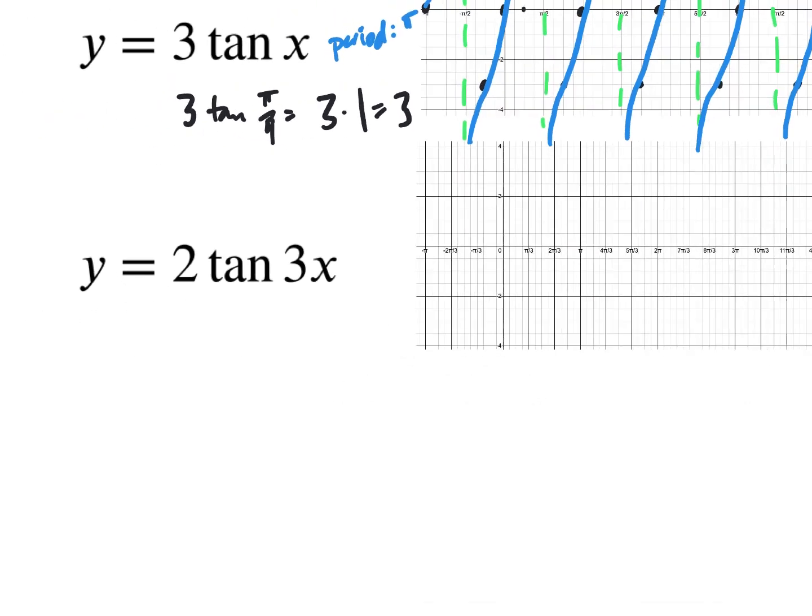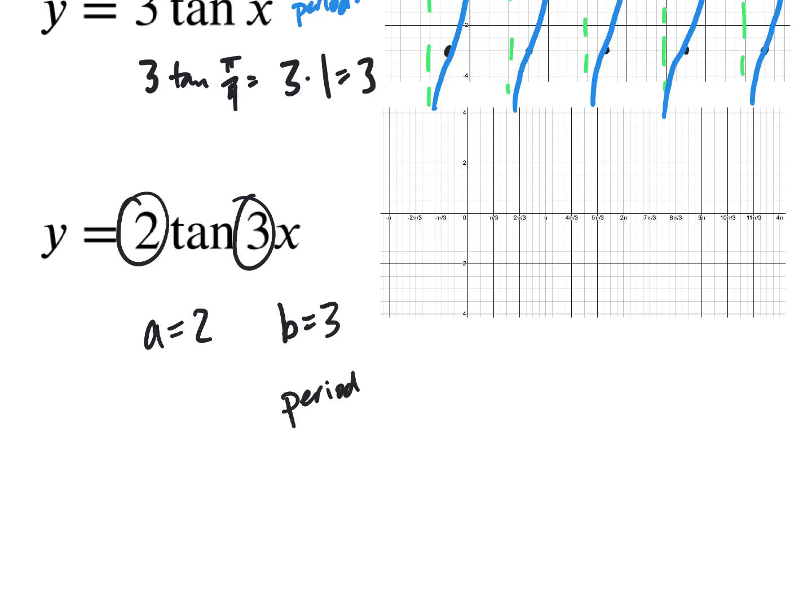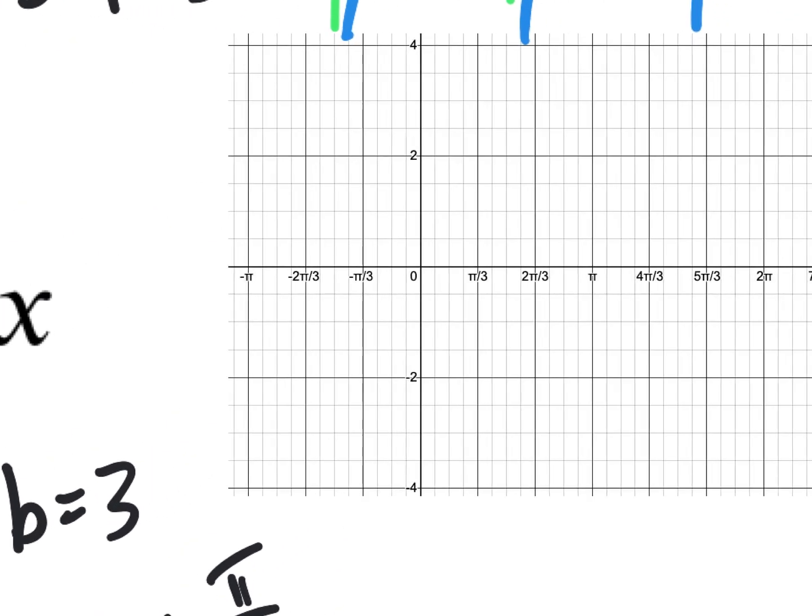This one's a little bit more interesting, and so I'm going to zoom in a little bit on it because we have both an A and a B. So A equals 2 and B equals 3. That means that the period is pi over 3. And so if we center it at (0, 0), this thing is going to repeat every pi over 3 units. And so this distance from the green to the green is pi over 3.